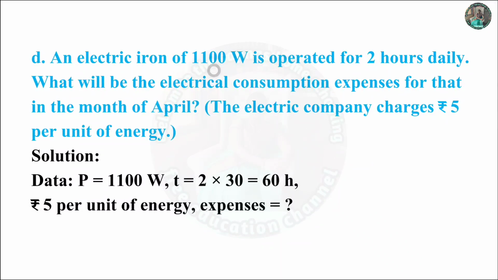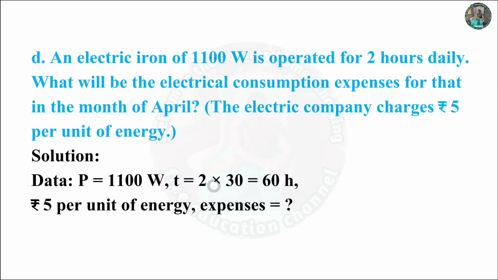Question D. An electric iron of 1100 watt is operated for 2 hours daily. What will be the electrical consumption expenses for that in the month of April? The electric company charges rupees 5 per unit. So the data is P is equal to 1100 watt, time T is equal to 2 hours into 30. April month has 30 days every year. We need to know whether it's January or February. If it's January, you'll write 31. If it's February, it will become 28 or 29. It's April, so that's why it's 30.